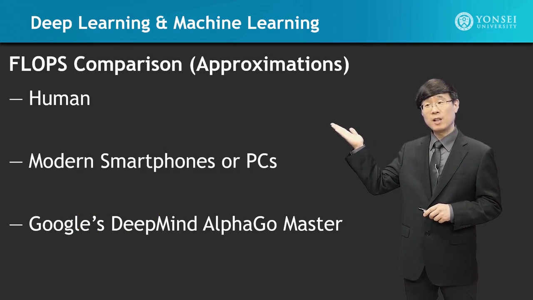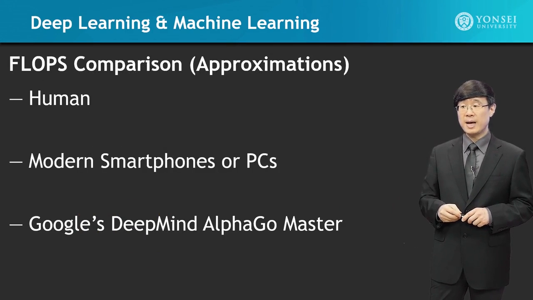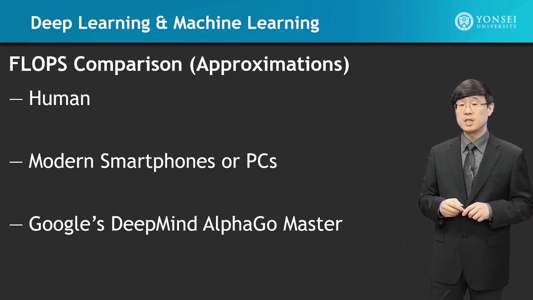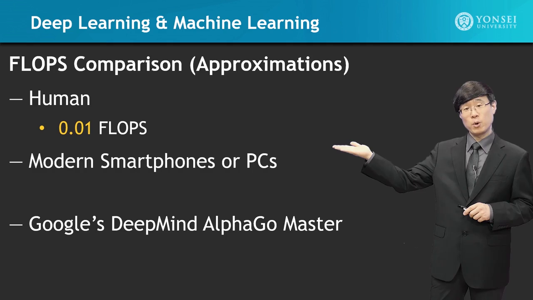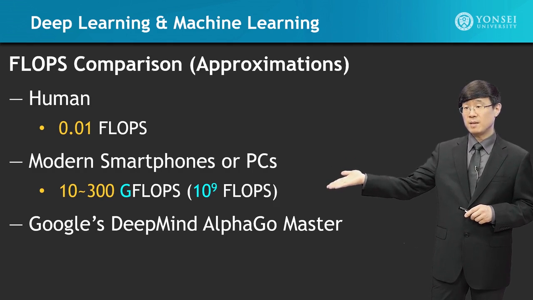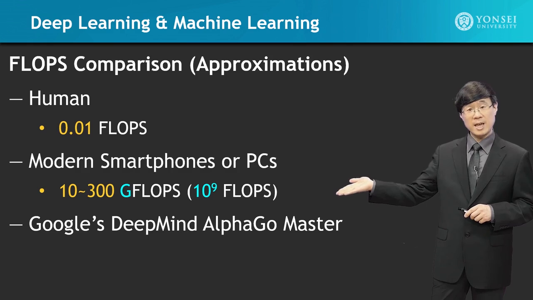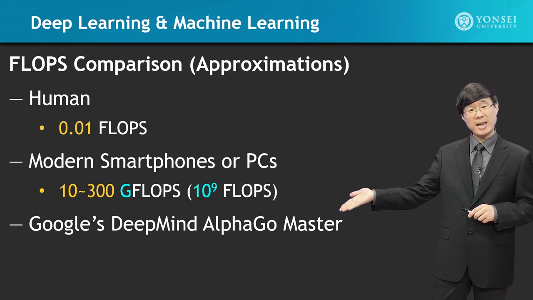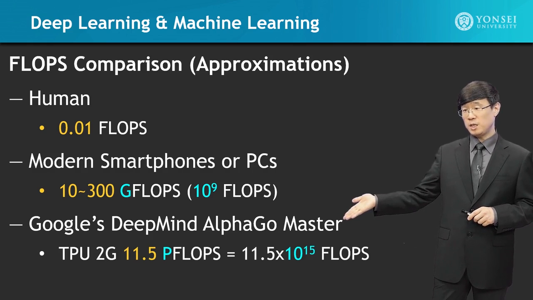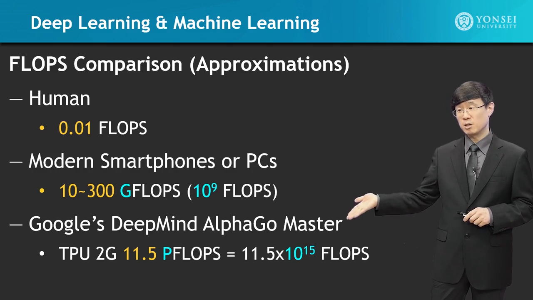Now, comparing flops for humans, modern smartphones and PCs, and Google's DeepMind AlphaGo Master, which uses the second generation TPU: humans are at the level of 0.01 flops. Then, for modern smartphones, personal computers, and workstations, they go to the level of 10 to about 300 gigaflops. That is 10 to the power of 9. Then, for Google's DeepMind AlphaGo Master system, for the second generation TPU system, it's at 11.5 petaflops. That's 10 to the power of 15.